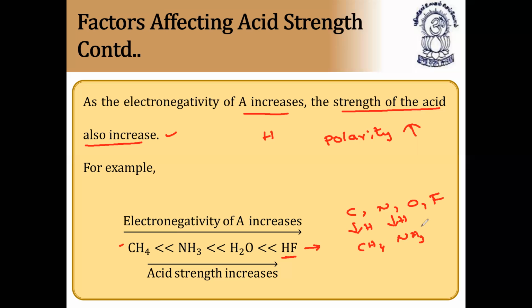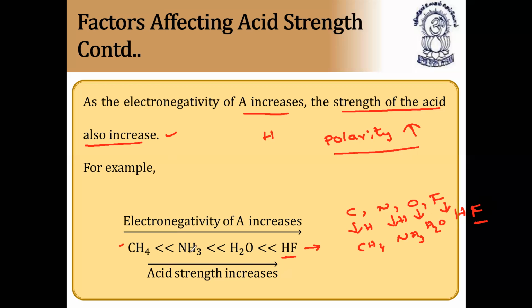When oxygen is combined with hydrogen, it forms water. And similarly, fluorine forms HF. So, in all these things, what happens? Fluorine is more electronegative. As the electronegative character increases in place of A, automatically the acidic strength increases because the polarity increases. So, the answer is, HF is strongly acidic than water.